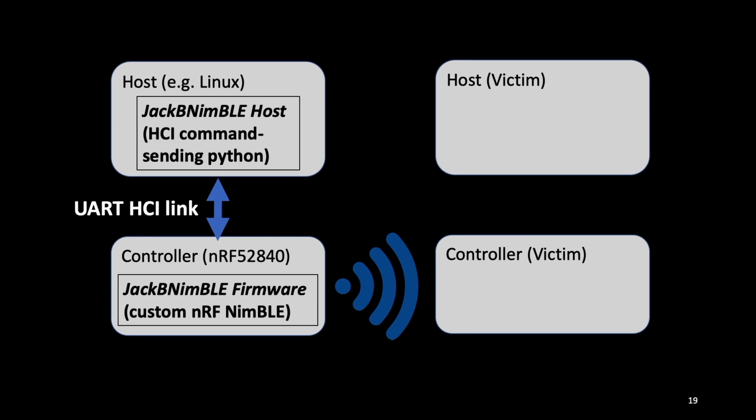JackBNimBLE comes in two parts. The first one is the firmware. I made a modification to NimBLE because NimBLE does not generate a packet that violates the Bluetooth specification, but we do want to generate packets that don't comply with the specification. And in order to control this firmware, I made host code. This host code is written in Python, and it is responsible for making these arbitrary packets and giving them to the firmware, and then the firmware will send these packets.